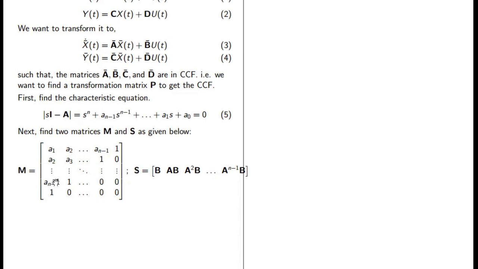So if you find this characteristic equation using this method, anyhow the coefficient of S power n will always be 1, and that is why it is 1 here. So this is how we have to form the matrix M.